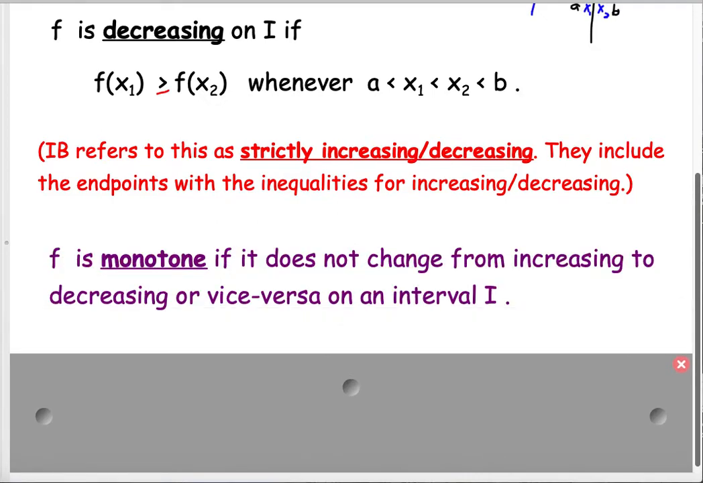We say that a function's monotone if it does not change from increasing to decreasing, or vice versa, on an interval I, so monotone.